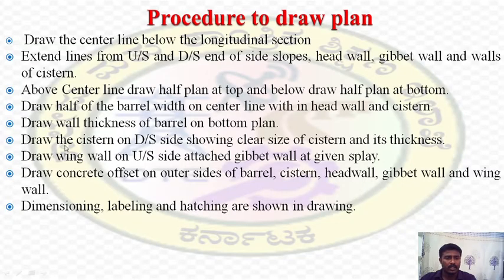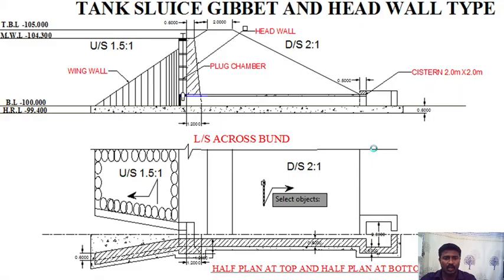So next, draw the cistern on the downstream side showing the clear size of the cistern and thickness. You have to draw the cistern showing the side wall thickness. If in your problem they have given the side wall thickness, the top width and bottom width are the same, so in the plan showing the 3 side walls, use the same thickness as in the bottom plan.